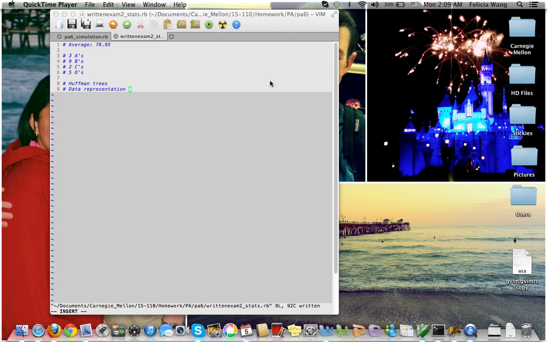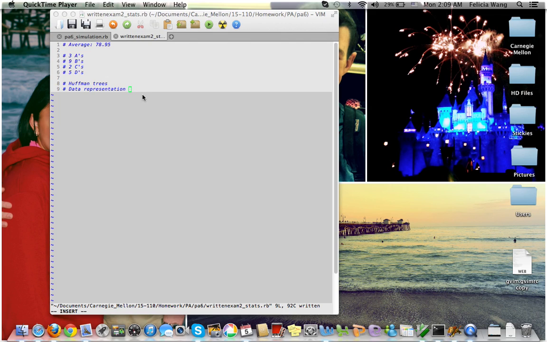A few things that seem to be trouble topics were basically these two: Huffman trees and data representation. I didn't grade the Huffman trees, Guna did, but he noted to me that they seemed to be giving a lot of people trouble. So just know how to build Huffman trees, how to interpret them, and how to use them to encode and also decode, because that will be important.